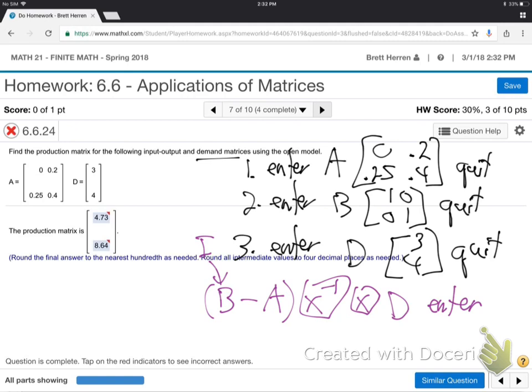Yes, correct, because it's the parentheses. B minus A, where B is the I, the identity matrix. It's the whole B minus A inverted here. That's the inverse button, which is the matrix key, right? Times D, enter. All right, put that in.